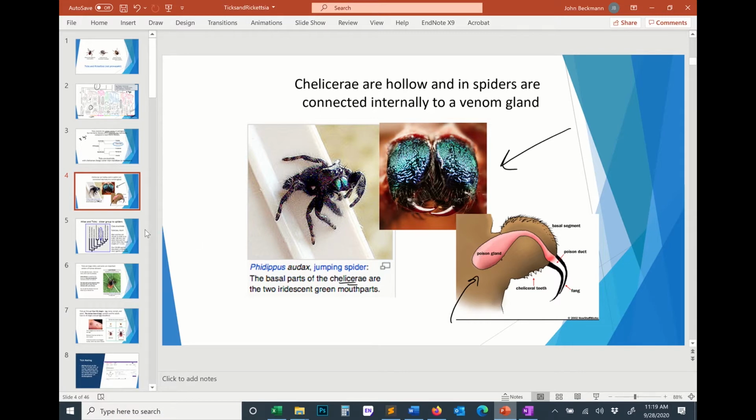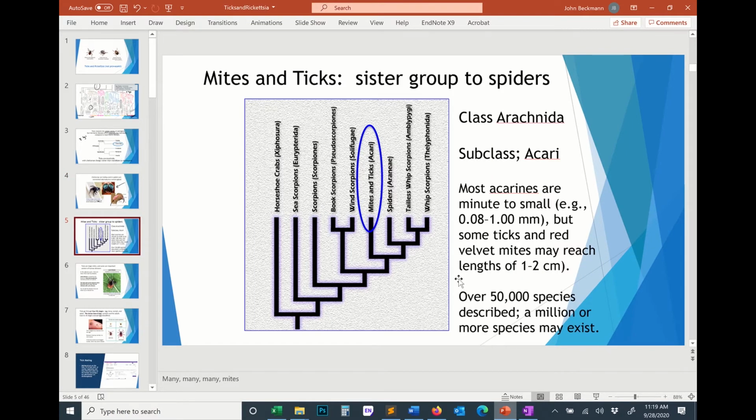And the mites and the ticks are really closely related to spiders. So again, they're within Arachnida, within the class. And the subclass is Acari. So when you hear Acari, that's people who study mites and ticks. And there are people who specialize specifically in mites and people who specialize in ticks. And there are many different species of mites, many more mites than there are ticks.